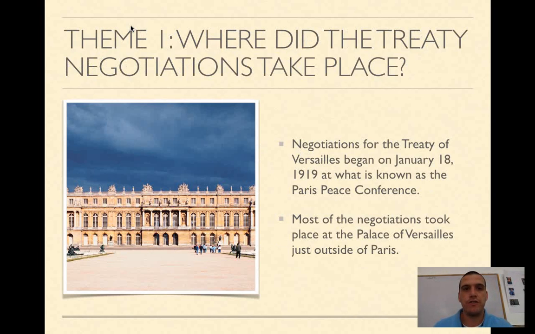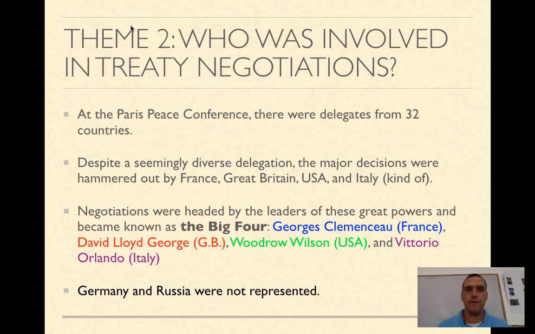Theme 1, where did the treaty negotiations take place? Again, this is very basic, but the Treaty of Versailles was hammered out at what was known as the Paris Peace Conference. So they stopped fighting. Okay, let's get together, let's work out a treaty, and let's end this thing. And they did this at the Palace of Versailles, which is just outside of Paris. So we're in a suburb of Paris, and we have something called the Paris Peace Conference, which began on January 18th, 1919.